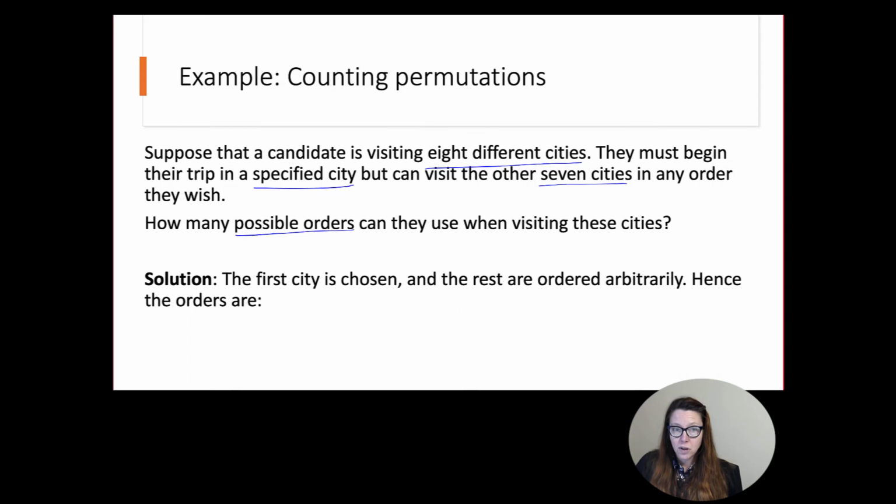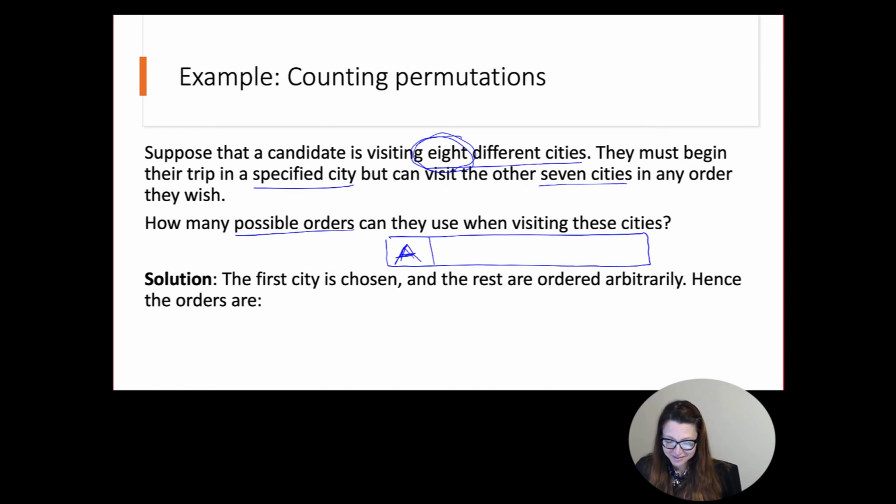The rest are ordered arbitrarily. So I'm going to list off my cities here. City 1 is set for me. We see a few different questions. Well, how many ways do I have to choose the next one? So I've got eight different cities to visit. The first one's chosen.